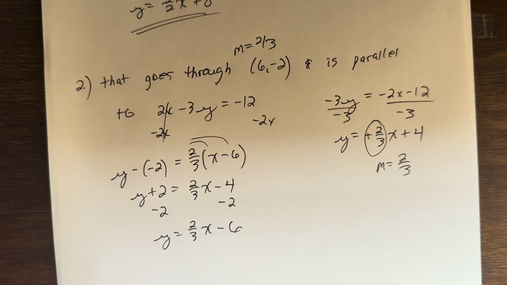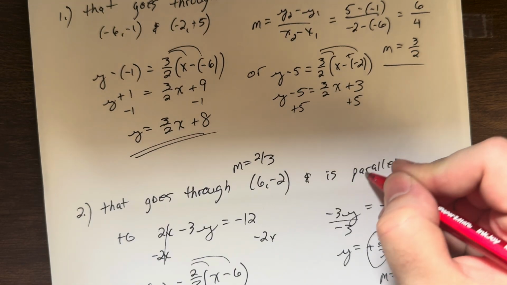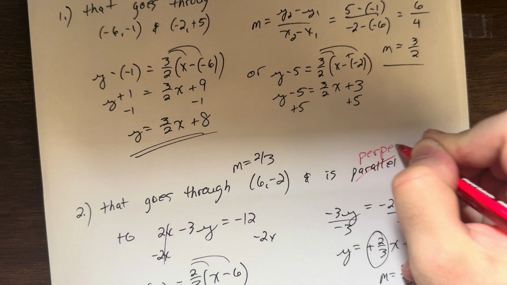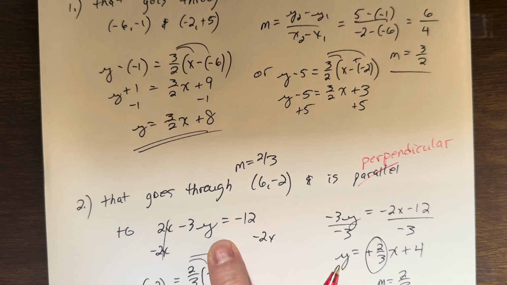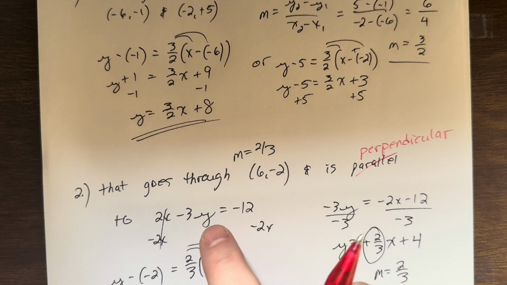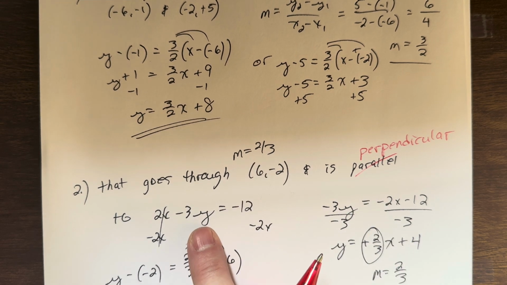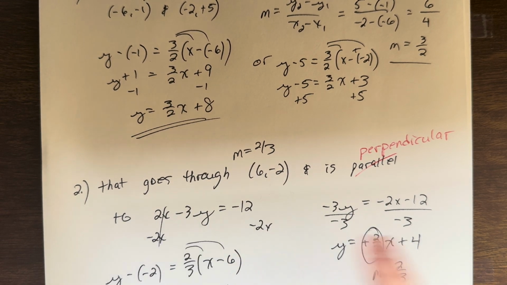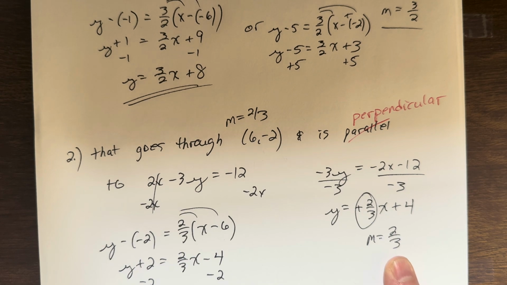But now, before I move on here, one quick little change. I still want to talk about the line that goes through this point, but let's make a quick change. What if I wanted the line that was perpendicular to this one? The process is almost exactly the same. I'd still need to know the slope of this line so I could figure out the slope of my line. So to figure out the slope of this line, I'd solve for y, exactly as we did here. We'd get that the slope of this line is the positive 2/3, just like we had before.